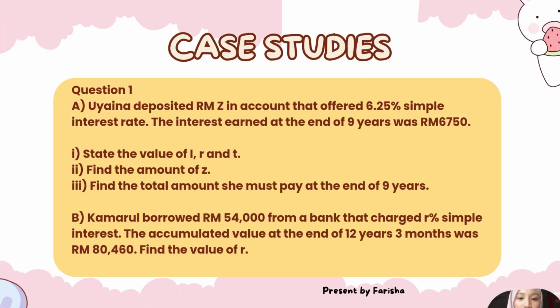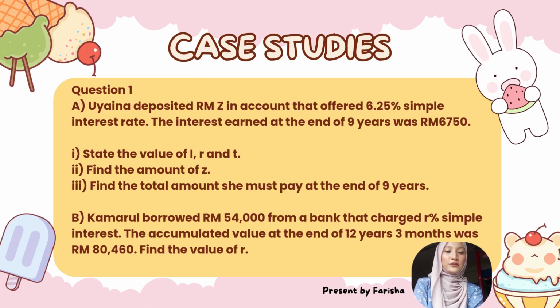For case study question number 1, Uyaina deposits RM Z in an account that offers 6.25% simple interest rate. The interest earned at the end of 9 years was RM6750. For question number 1, state the value of I, R, and T. For question number 2, find the amount of Z. For question number 3, find the total amount she must pay at the end of 9 years.